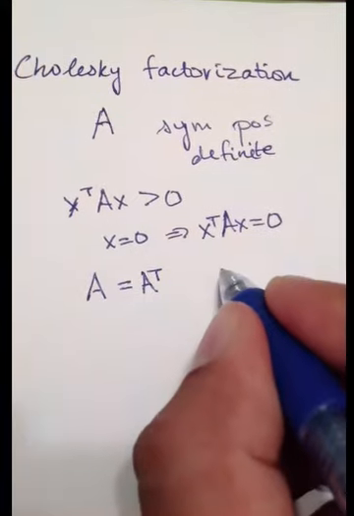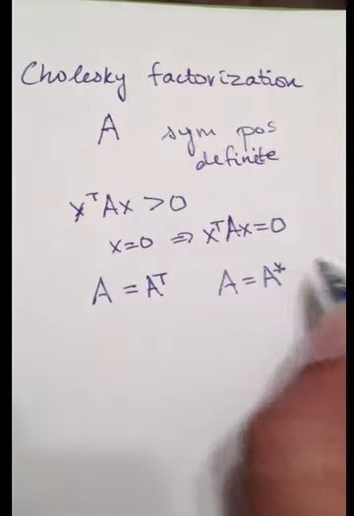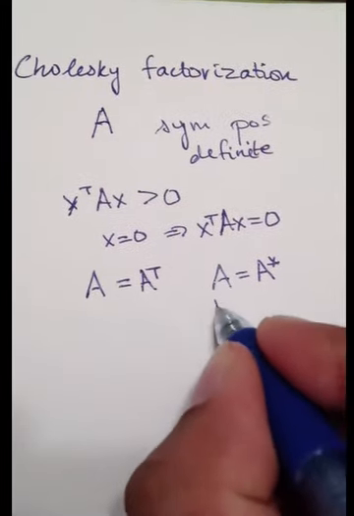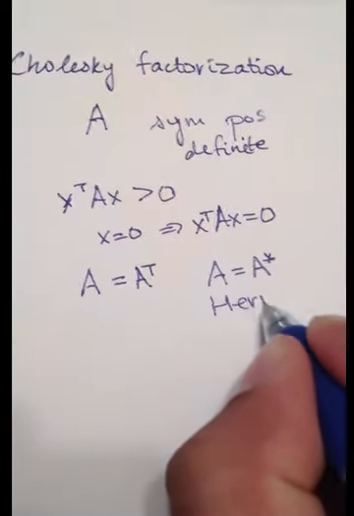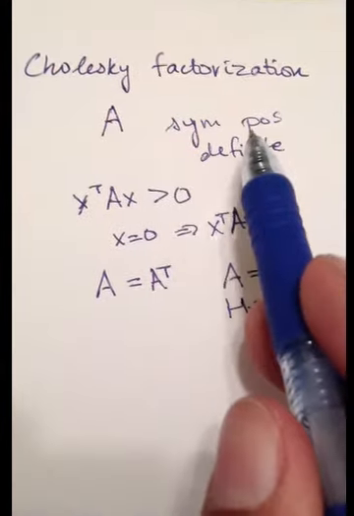Here in this old video, I'm explaining the symmetry part. So I'm saying A is equal to A transpose, and if the matrix is complex instead of real, in that case A is equal to the conjugate of A transposed, so we call that a Hermitian matrix.